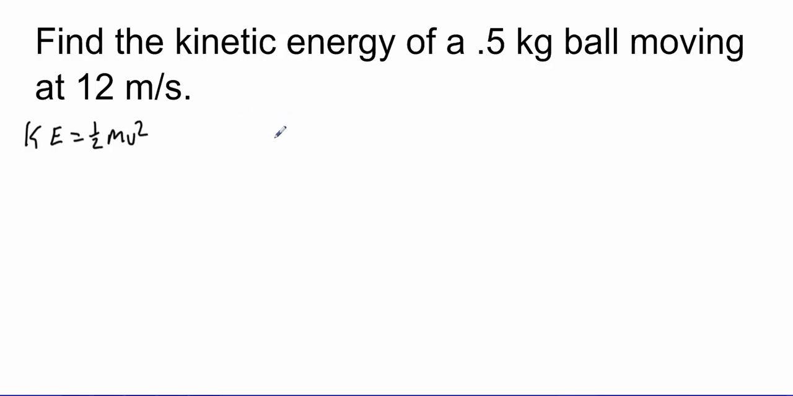The next equation you'll have to know is gravitational potential energy, which we usually just abbreviate PE, is given by mass times the acceleration due to gravity times height. And finally, the last equation is mechanical energy is kinetic energy plus potential energy.